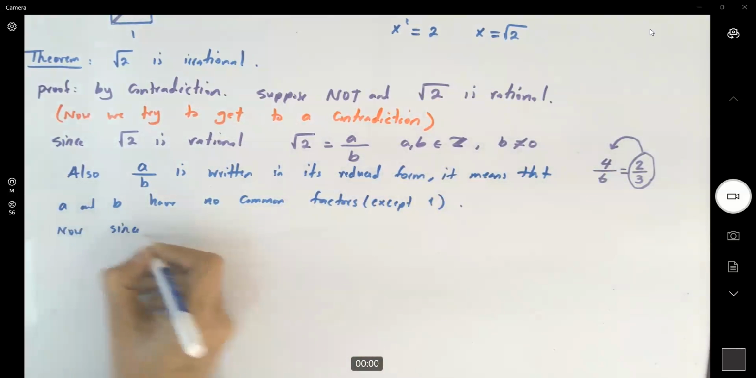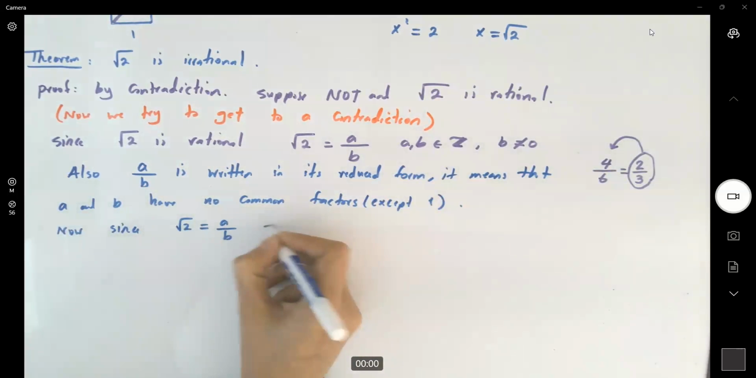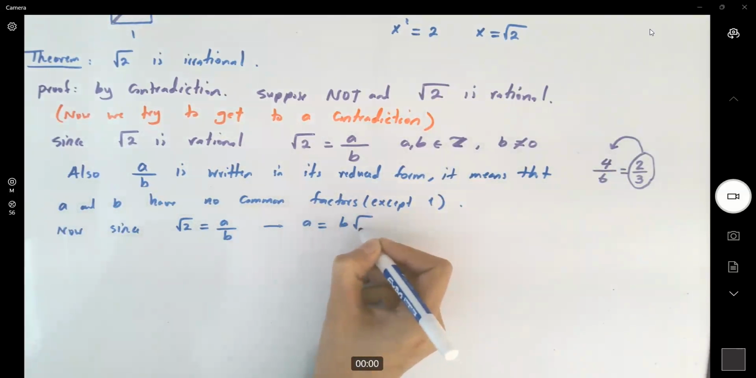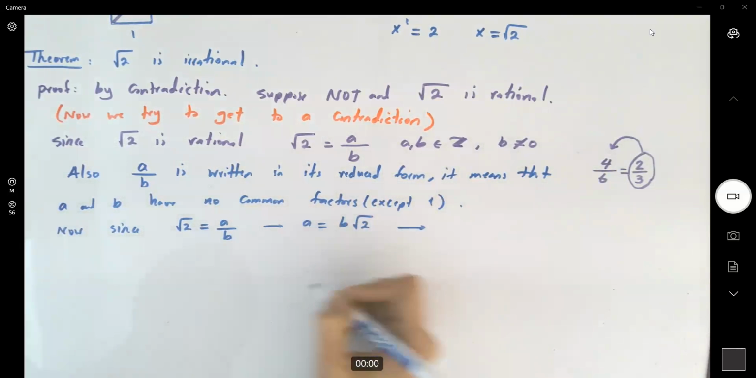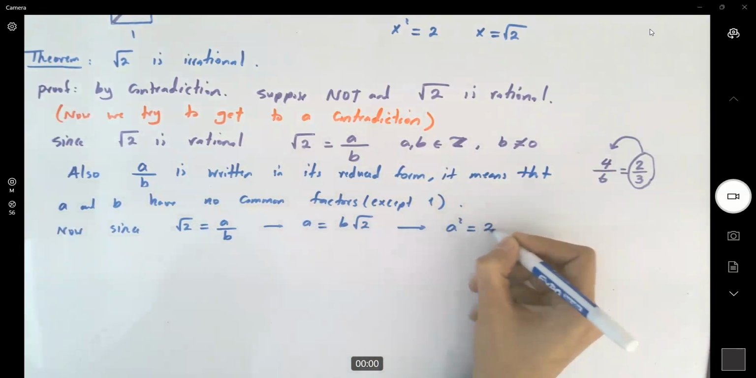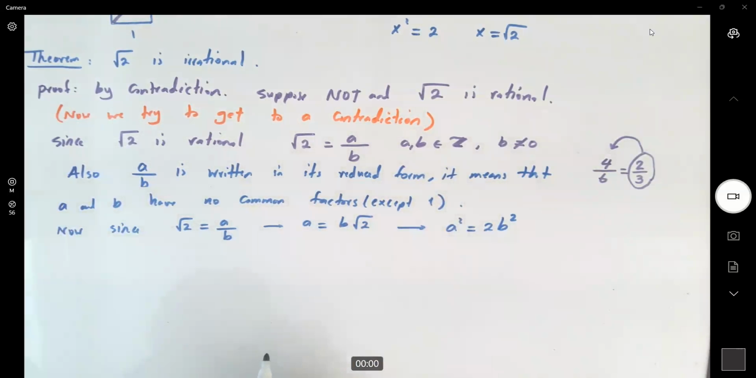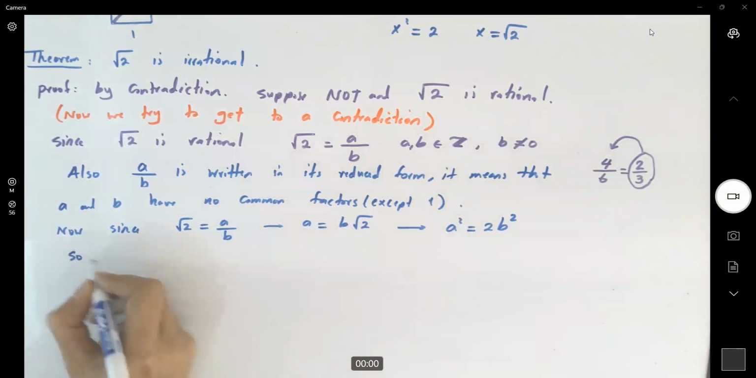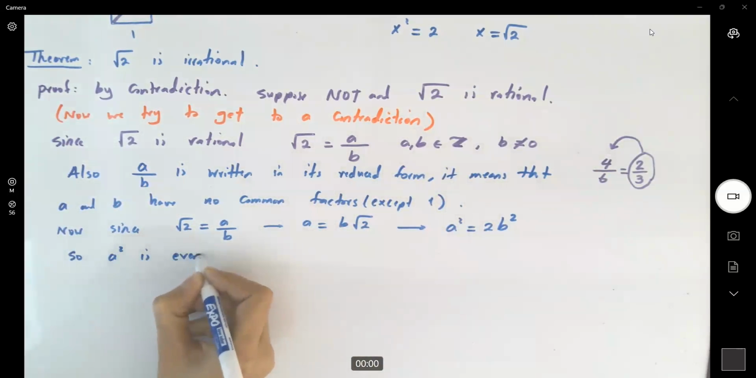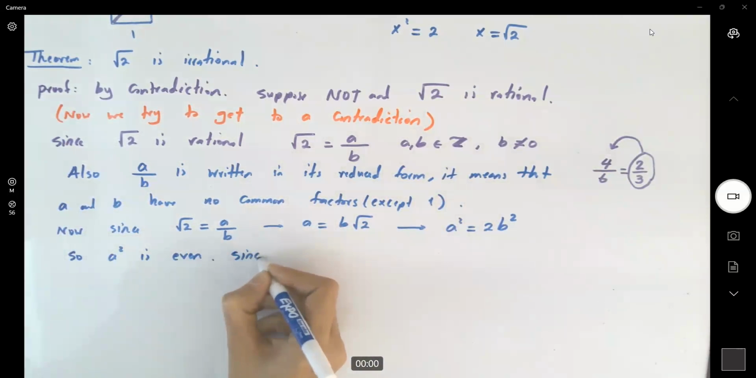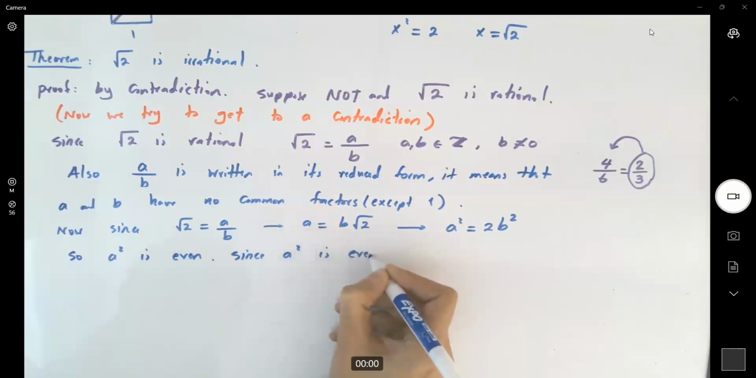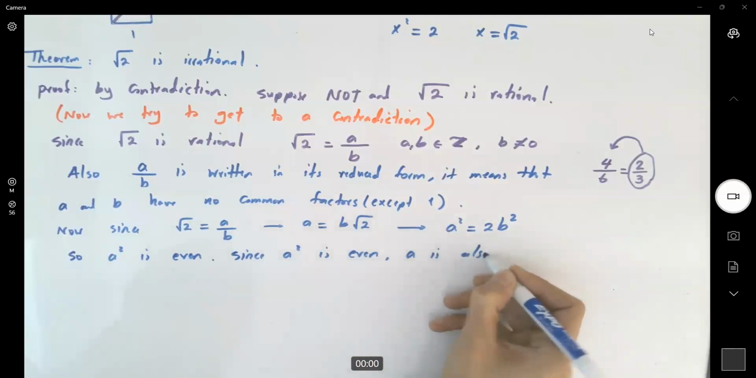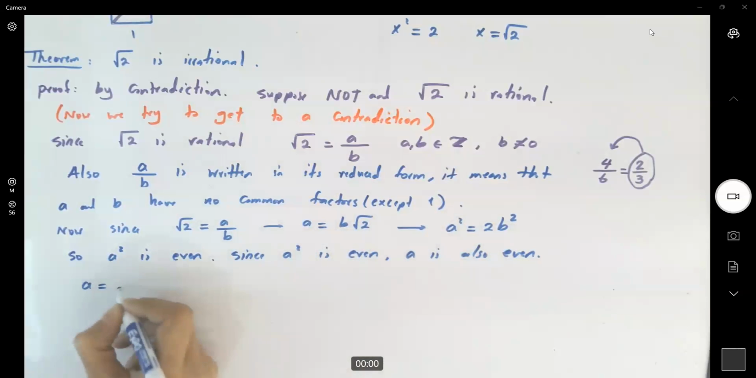Now, since square root of 2 is a over b, it means that a is b square root of 2. If I raise both sides to the second power, I get a squared equals 2b squared. Okay, what's the meaning of that? It means that a squared is even. So a squared is even. Since a squared is even, we just proved that a is also even. So a can be written as 2L. Very good. a is 2L.